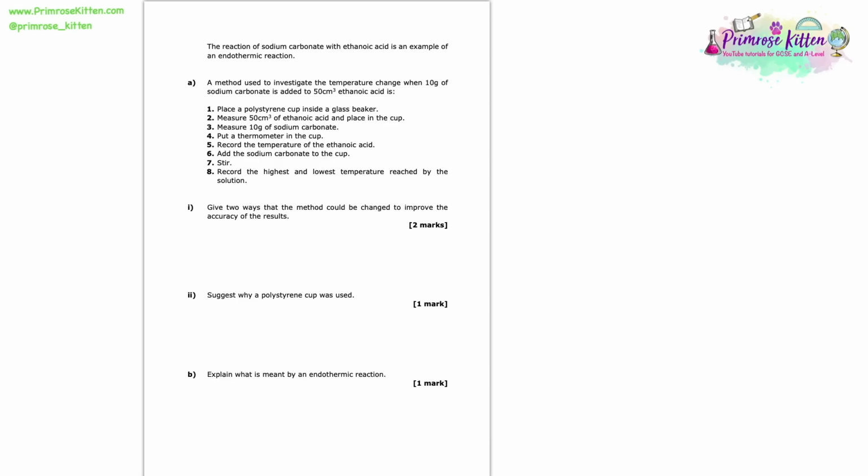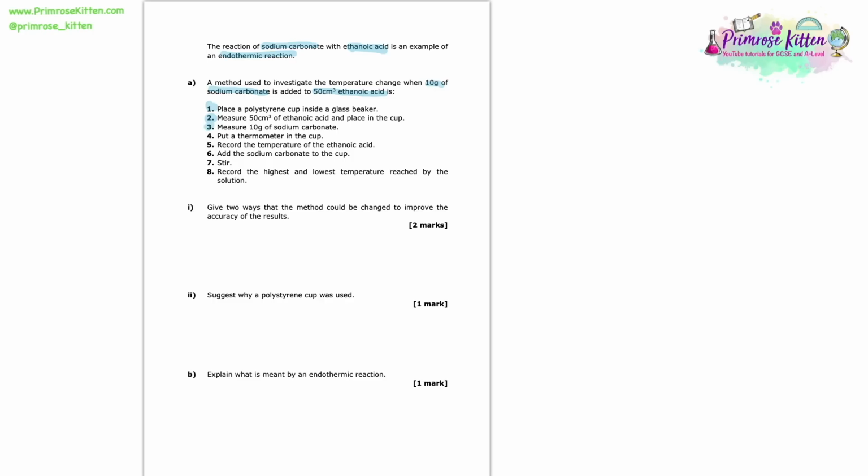So here we're told that the reaction of sodium carbonate with ethanoic acid is an example of an endothermic reaction. Now this isn't a specific reaction we should be familiar with or anything, they're just giving us all the knowledge about it right here in this question. A method used to investigate the temperature change when 10 grams of sodium carbonate is added to 50 centimetres cubed of ethanoic acid is: 1. We will place a polystyrene cup inside a glass beaker. 2. We will measure 50 centimetres cubed of ethanoic acid and place it in the cup. 3.